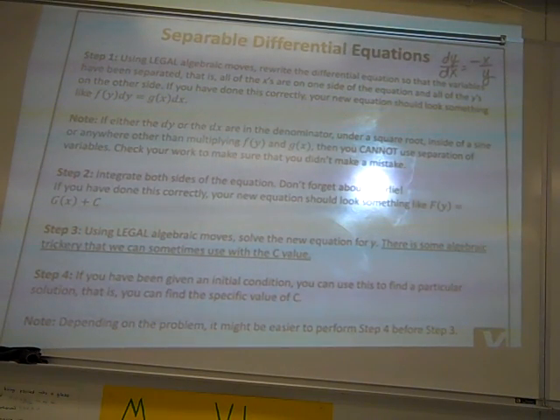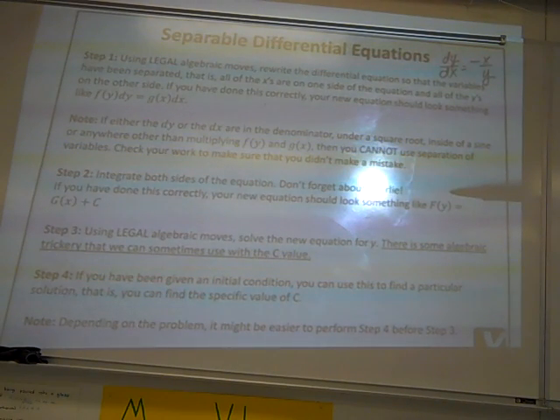But your first step is you want to separate the variables. You are going to do whatever algebraic manipulation you can legally perform so that everything that has a y in it is on one side of the equation, and everything that has an x in it is on the other side. Okay. Once you've done that, step 2, you're going to integrate both sides of the equation. You'll have a function of y on one side, a function of x on the other, and you'll have your constant of integration.